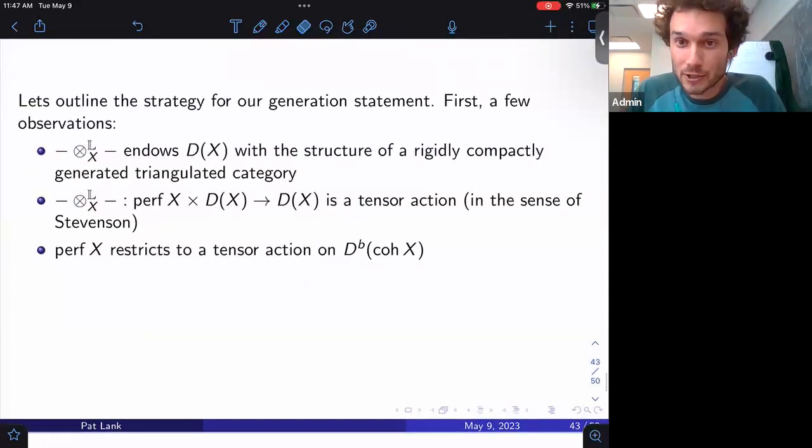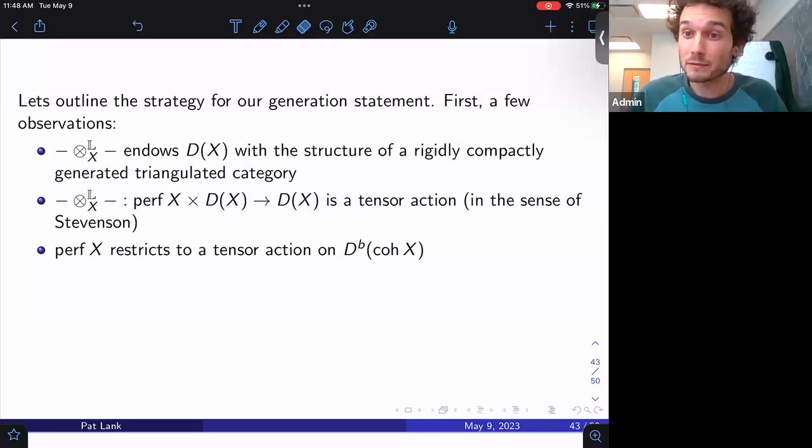So to outline the strategy, let's first start with some observations. The derived tensor product on the unbounded derived category gives the structure of a rigidly compactly generated triangulated category. Rigidly compactly generated means I'm compactly generated and all rigid objects are also compact objects. This derived tensor product with perfect complexes gives a tensor action on the unbounded derived category in the sense of Stevenson. There is a reference to this I can give if anyone wants it.